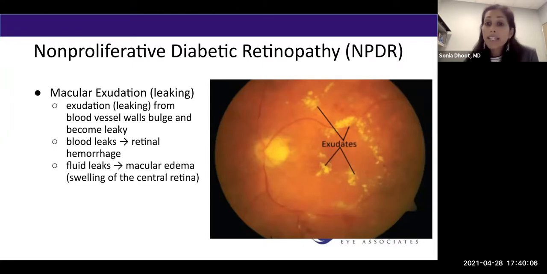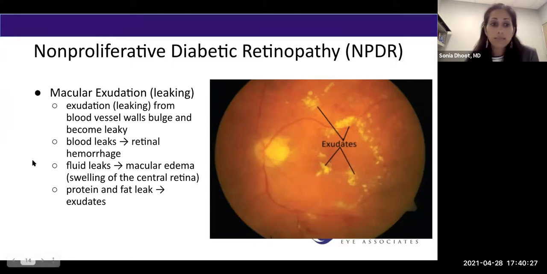So when blood leaks, it looks like a retinal hemorrhage. And there's spots of little red hemorrhages here in this picture. And then when fluid leaks, we get what we call macular edema, and that's swelling of the central retina. And that's usually when you start noticing that your vision is blurry. And then when protein and fat leak, that's when we get those yellow things called exudates.